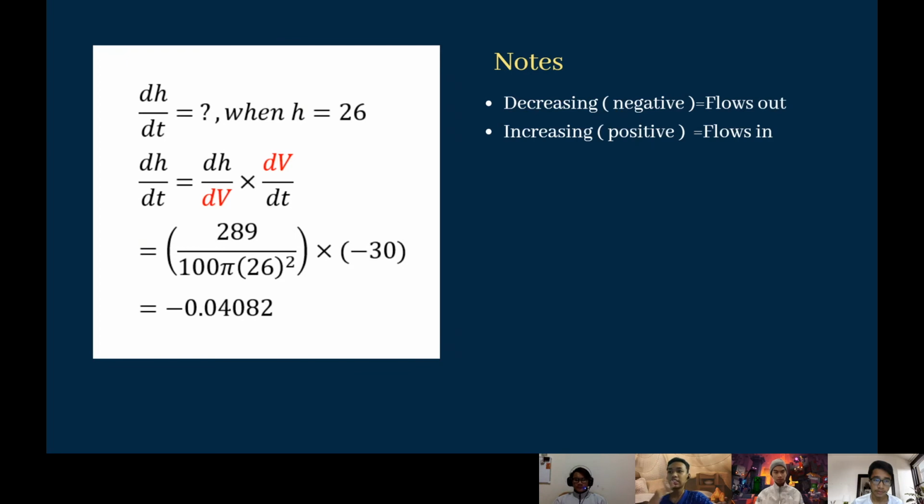0.04082. This note at the right is because the statement says that the liquid flows out. That's why we put negative, because it is decreasing. But if it's positive, it means that it flows in and it is increasing.